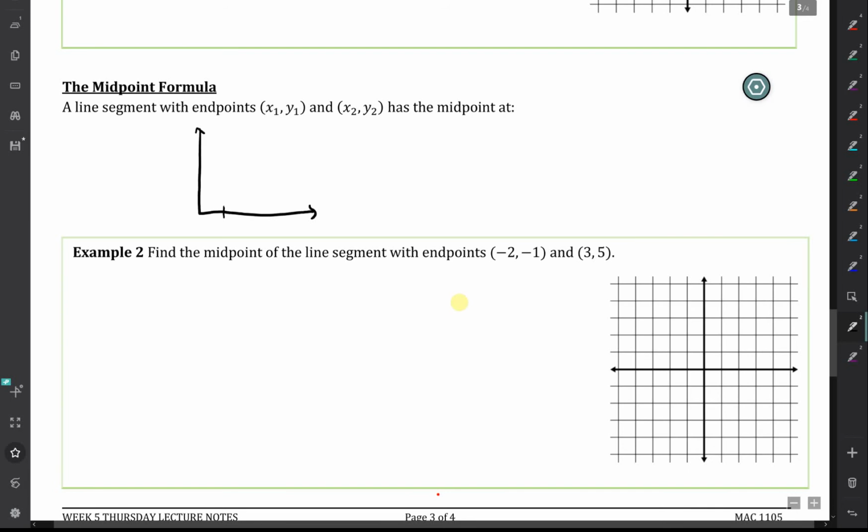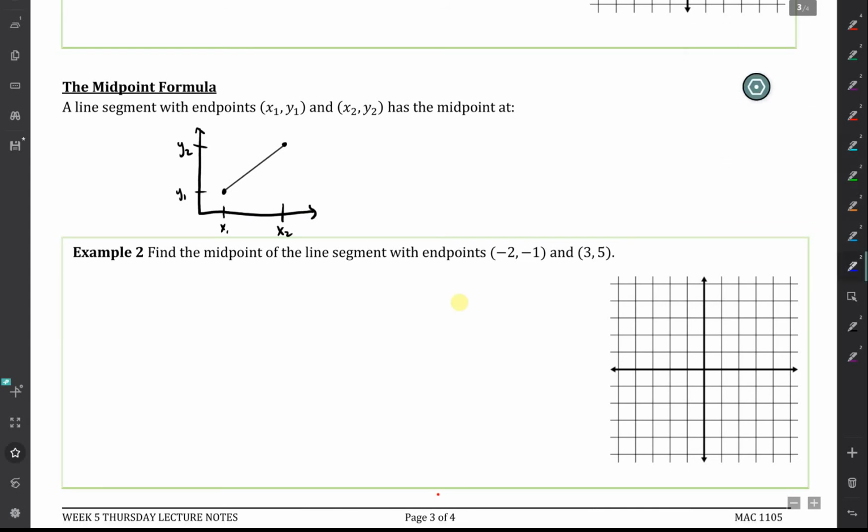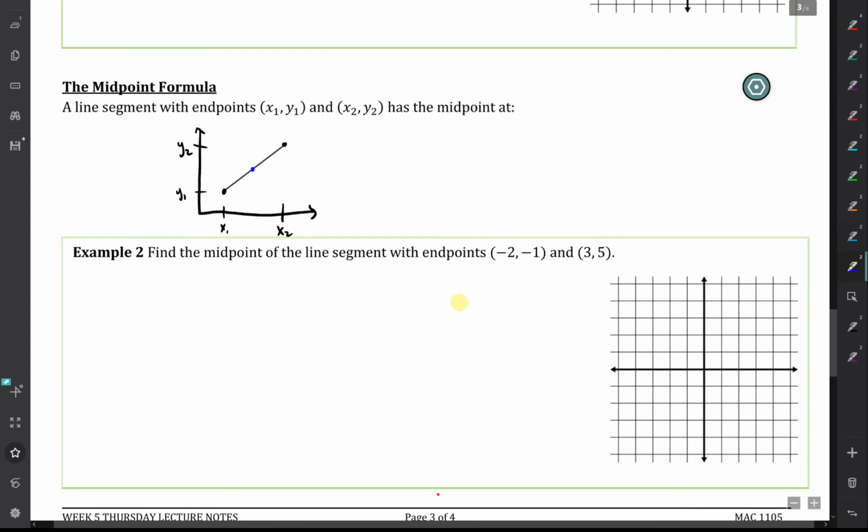We have a point x1, y1, and another point x2, comma y2. And then we have a line segment that goes from one point to the other. And we want to figure out where the midpoint is. So we're looking for a point that's somewhere right about there, let's say. So let's call this M.